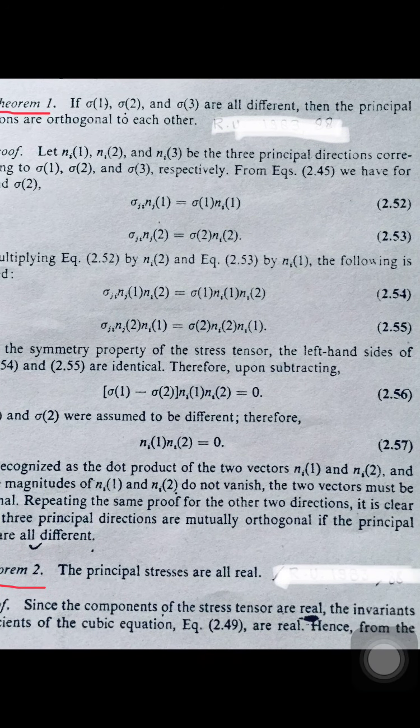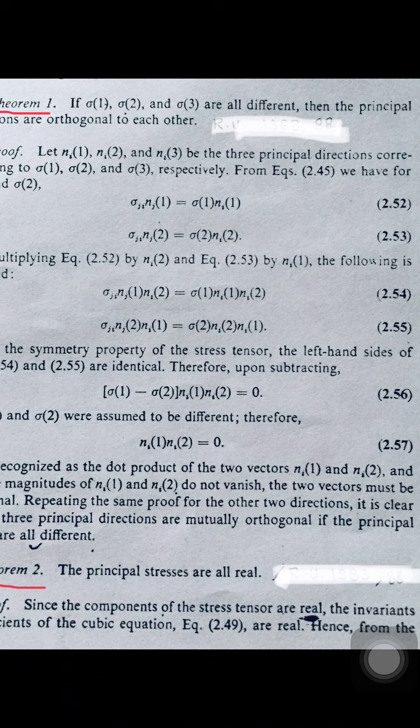In two forms. What is this equation 2.45 for sigma 1 and sigma 2? Here we are taking only two terms, not all three stresses. We are taking two, then another two, then another two, and showing this in combination. If 1 and 2 are different, 2 and 3 are different, 3 and 1 are different, then all are different. So we are taking only sigma 1 and sigma 2 here.